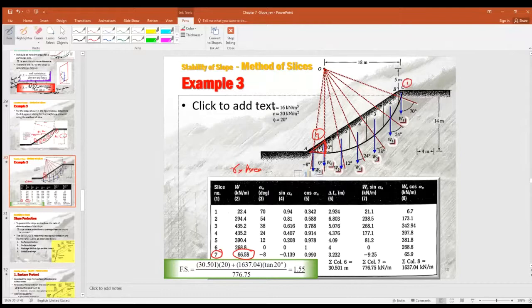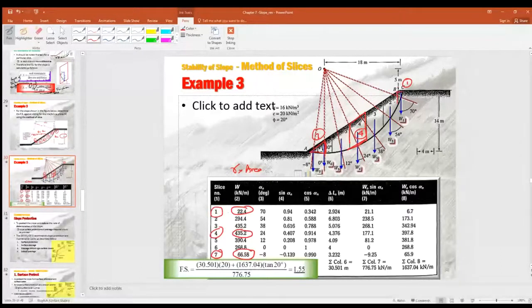This area is for slice 1, 22.4, okay? What about for slice 4? What's this area? Now, when you multiply the area with the unit weight of soil, it gives you 4B5.2. And then here, what's the angle?